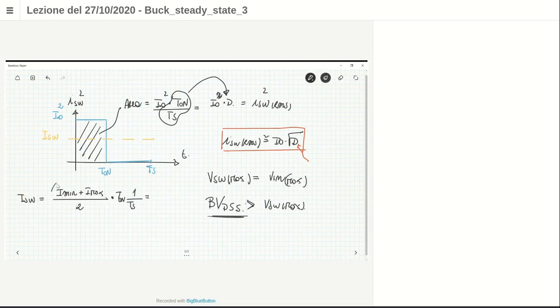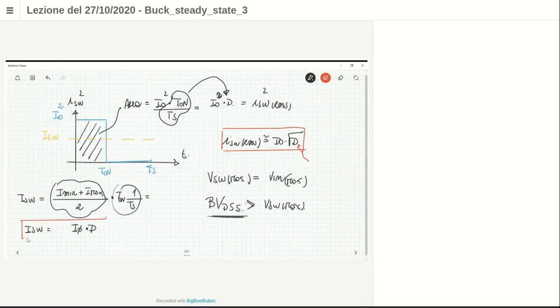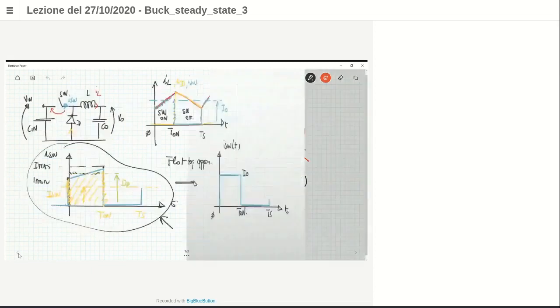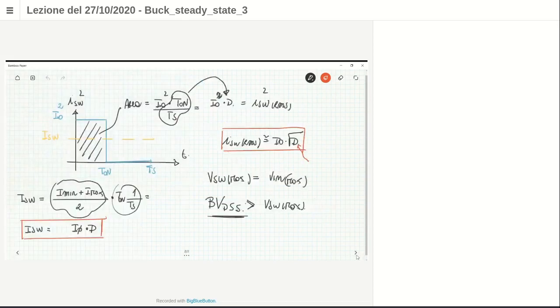I minimum plus I maximum divided by 2 is exactly I naught. So this is I naught and this is the duty cycle. Okay, so the switch average current is provided by this expression. You can get the same results if you use the flat top approximated waveform, or you can have this exact expression of the current.